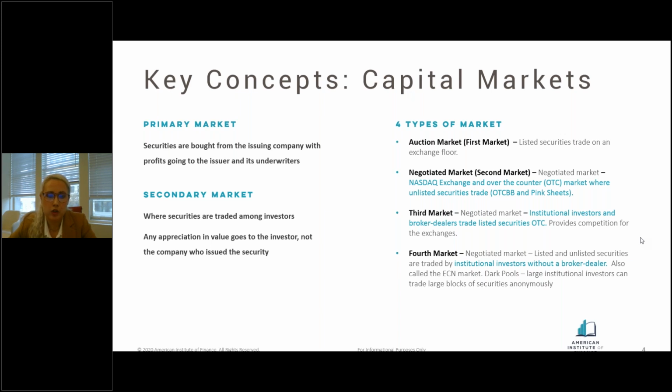And then we have the third market, which is a negotiated market for institutional investors and broker-dealers where they trade listed securities on OTC. Again, this provides competition for the exchanges. And then finally, we have the fourth market, which is another negotiated market, where listed and unlisted securities are traded, again, by institutional investors, but without a broker-dealer. So that's the main difference between the third market and the fourth market. This is also called the ECN market.